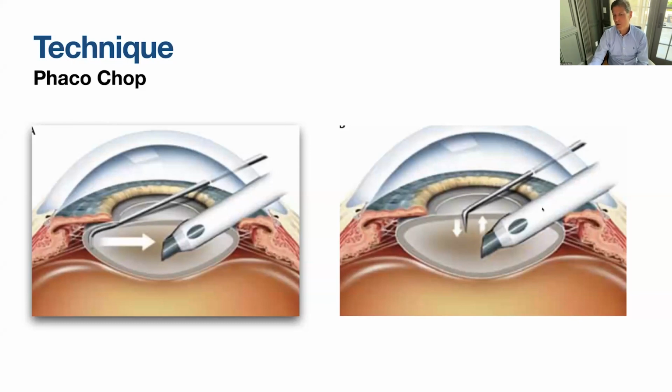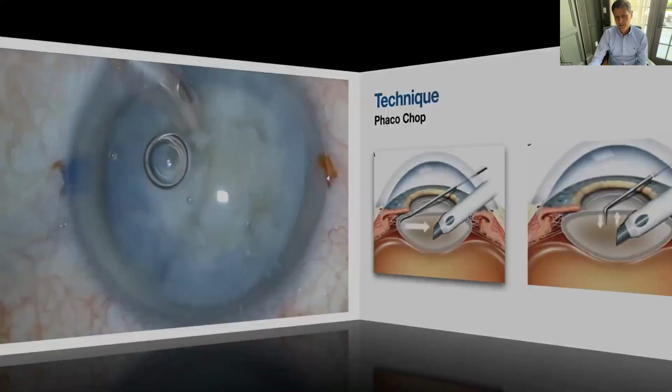The other technique is the vertical chop technique. Basically what we do is exactly the same. We embed our phaco tip in the nucleus, and then with a vertical chopper, a chopper that has a very fine and sharp point, we embed in the center of the nucleus and bring the two together, making a posterior and anterior movement to find the cleavage lines and break the nucleus into different pieces.